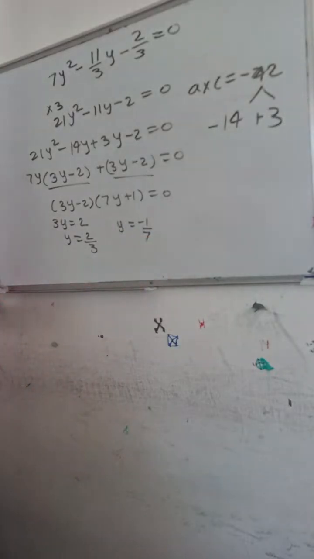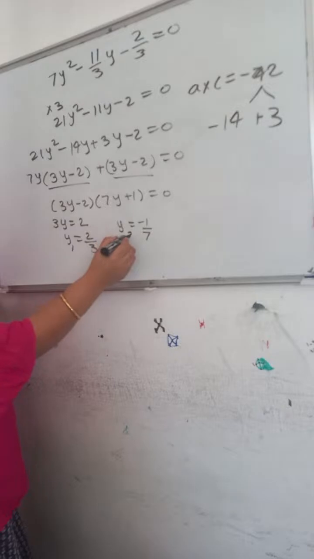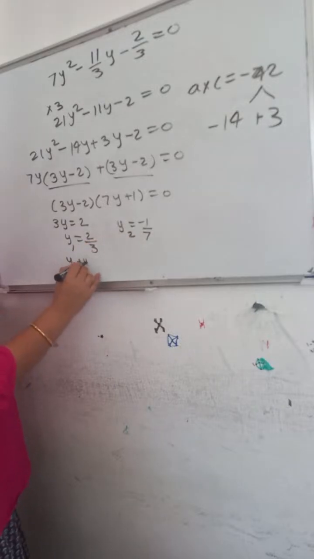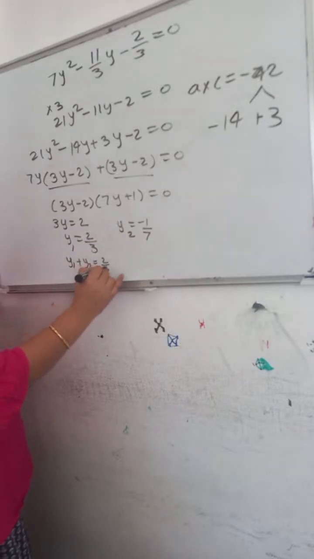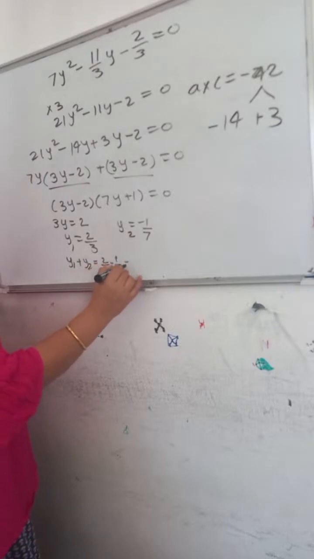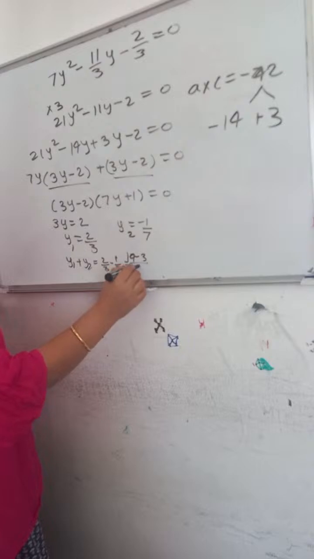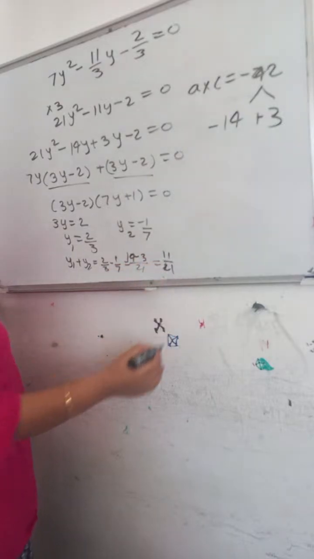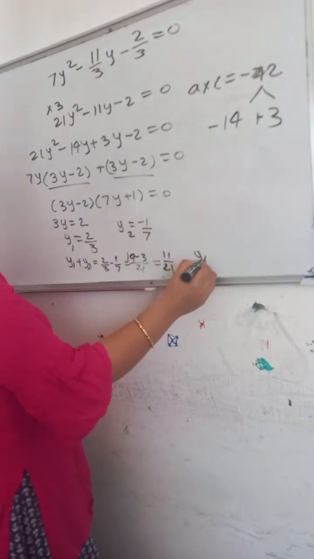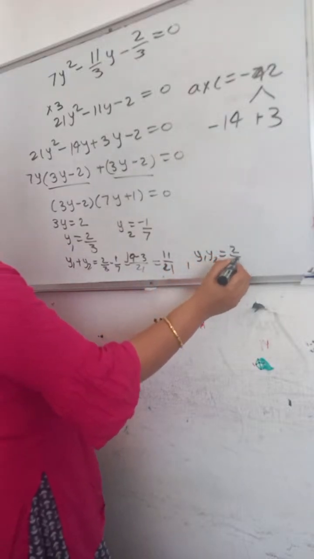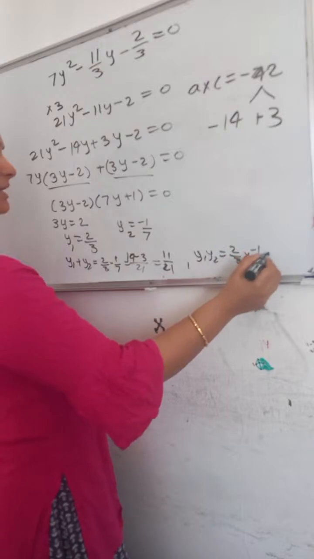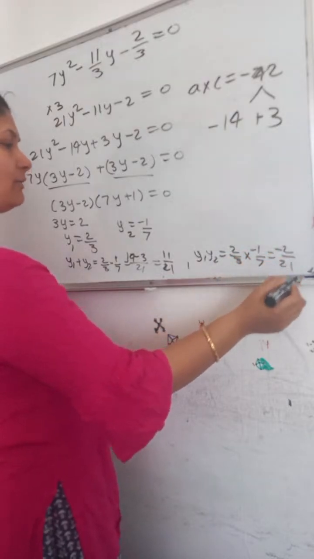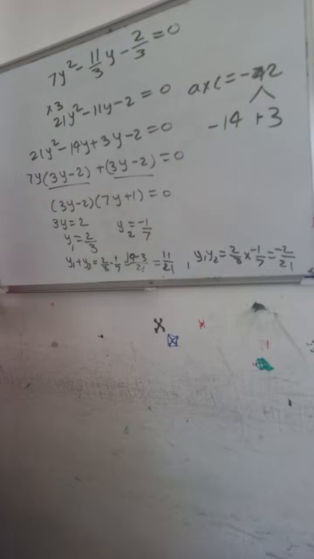Everyone got this much? Then suppose this is y1 and this is y2. y1 plus y2 is nothing but 2 by 3 minus 1 by 7, that is equal to 14 minus 3 divided by 21, that is nothing but 11 by 21. And the product y1 into y2 is nothing but 2 by 3 into minus 1 by 7, so minus 2 by 21. These are the sum and product we got. Now we have to verify.